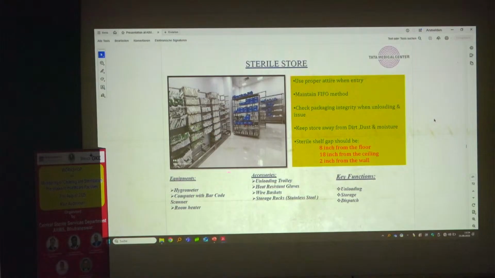The equipment inside the sterile storage is a hygrometer, a computer with barcode, and a room meter. Accessories are an unloading trolley, heat resistant gloves, wire baskets, and the storage racks. Key functions are unloading, storage, and dispatch.